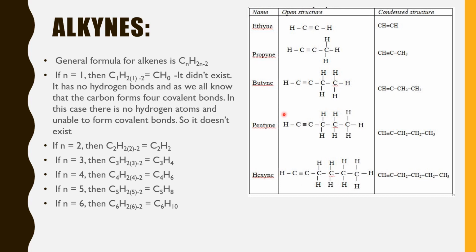As we all know, for 2 carbons, eth, and 3 prop, and 4 but, and 5 pent, and 6 hex. As it comes under alkynes, it ends with yne. Ethyne, propyne, butyne, pentyne, and hexyne. That's all about alkynes.